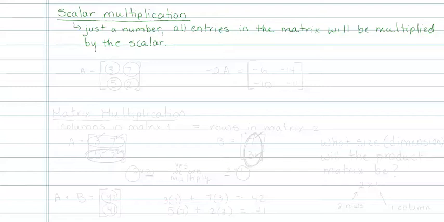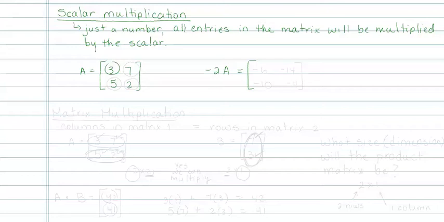So let's say that we have matrix A. We had said it was 3, 7, 5, 2. And we wanted to multiply matrix A by negative 2. We want to calculate negative 2A. Well, all you have to do is multiply every single entry by negative 2.